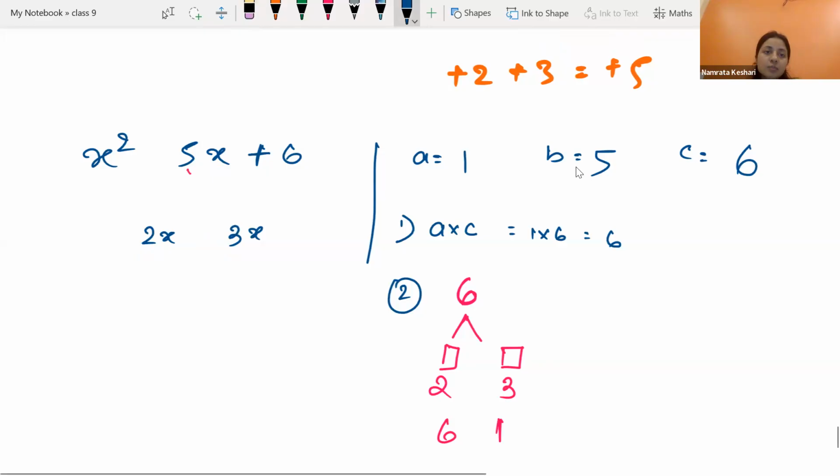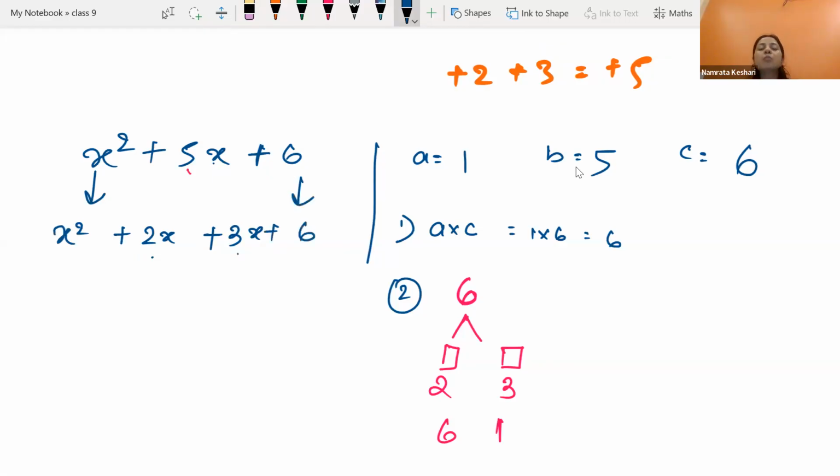So here we were having plus, that's why we have taken plus 2 plus 3, and x was there, so plus 2x plus 3x will give us plus 5x. Remaining everything I am copy pasting, and we are done with the most important step.